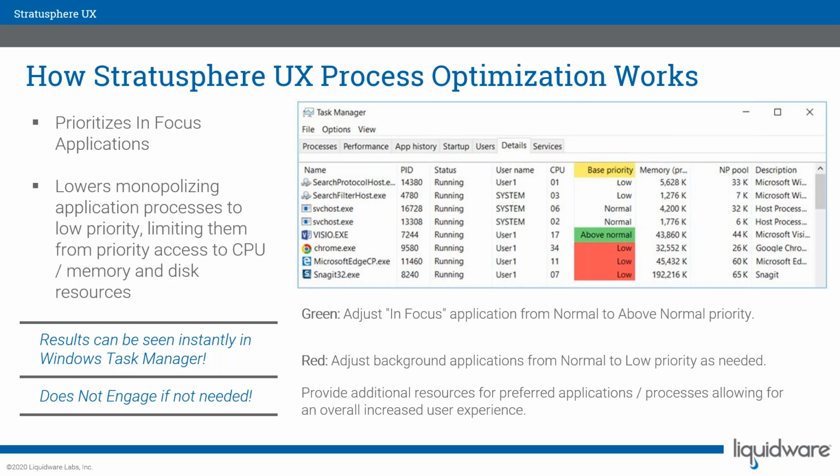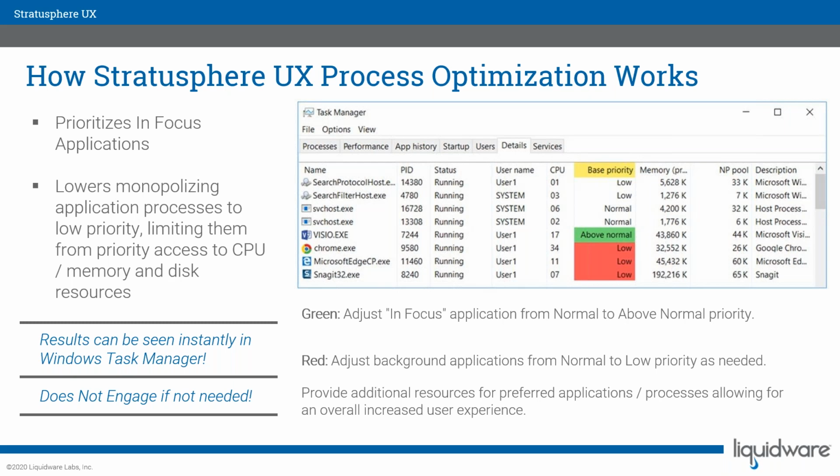Bottom left-hand corner, very important. Does not engage if not needed. So we engage at a per core level. So if one core is overloaded, based on that thread, we would start throttling things on that core. Or if the whole CPU is having an issue, we would throttle it based on the entire CPU. So very fine level of granularity. Nothing is allowed to monopolize an individual CPU in the environment. And it's the in-focus applications that are raised to above normal.